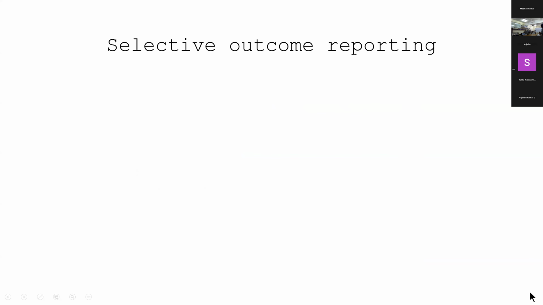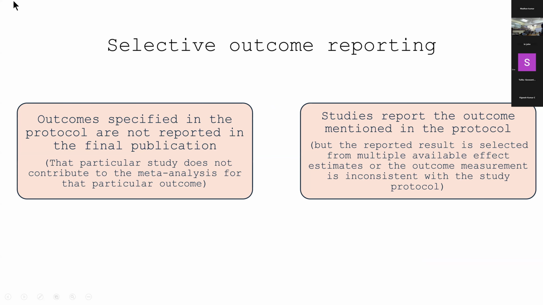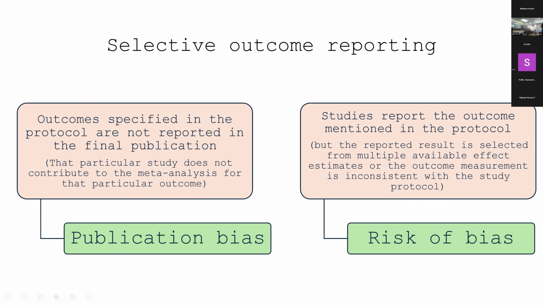Now there is one more aspect to it. It's called selective outcome reporting. Sometimes you find that in the protocol they have outcomes, but in the final study, they might not have reported those outcomes. So this will actually come under your publication bias.